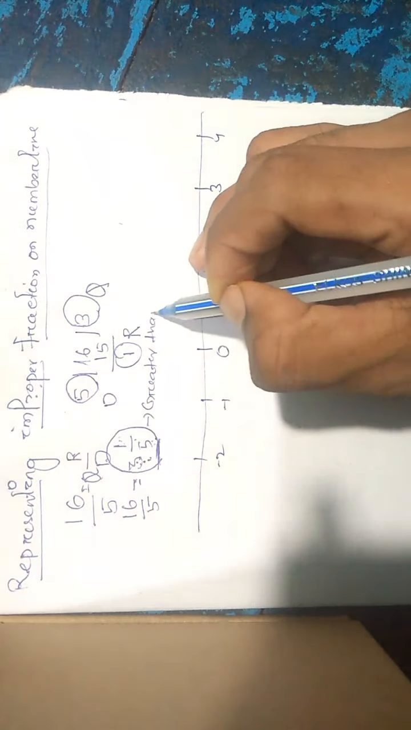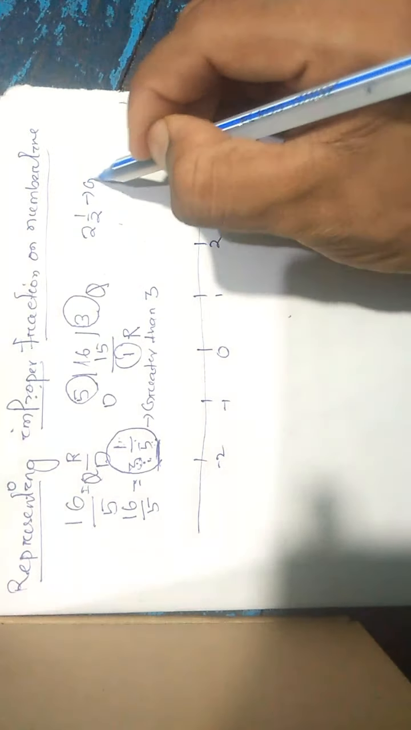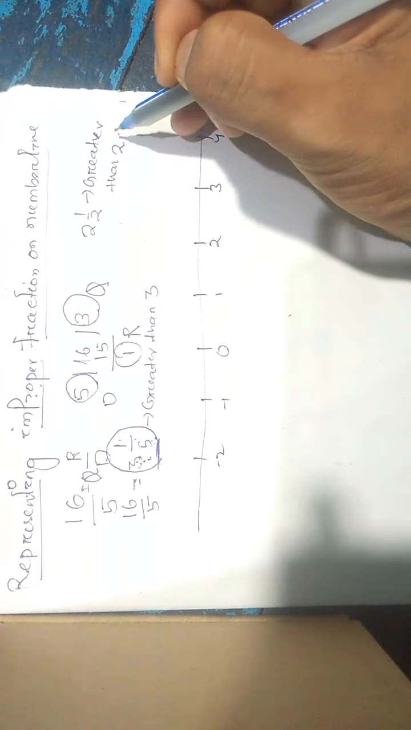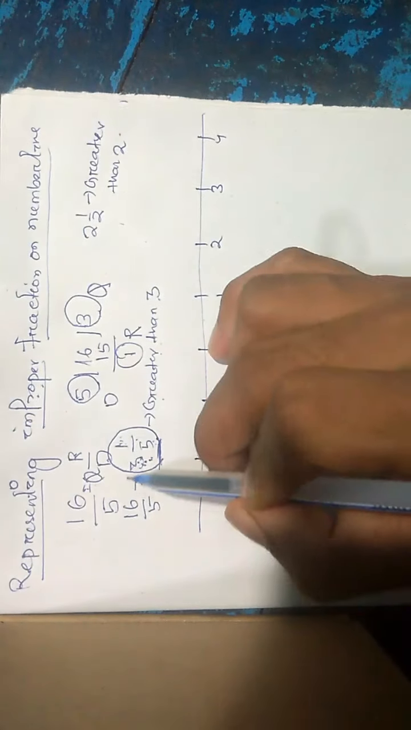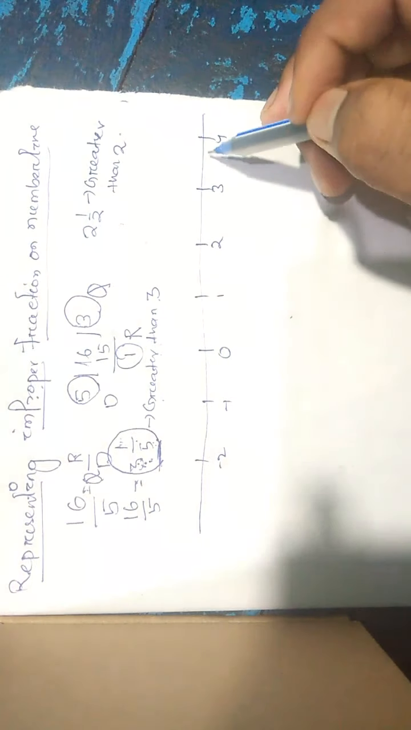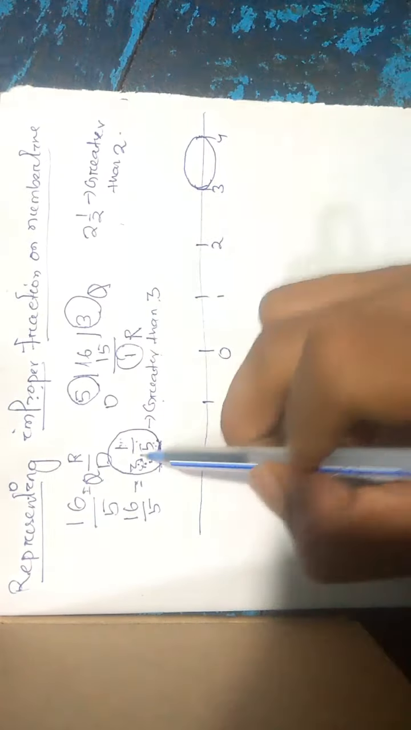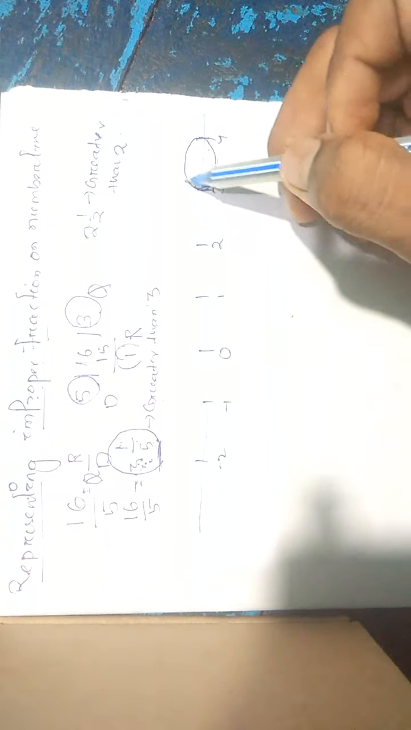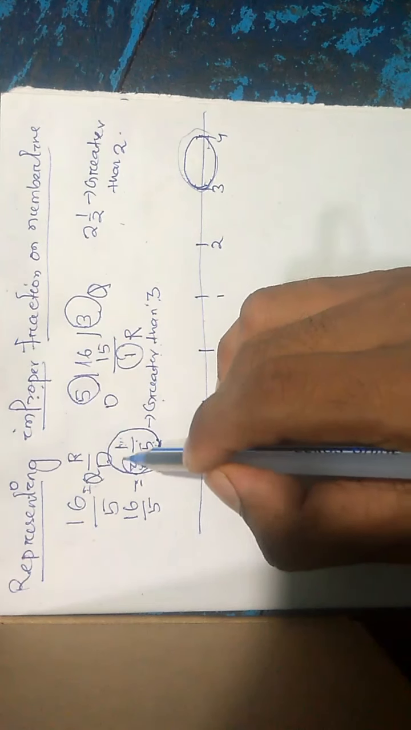Similarly, 2 whole 1 by 2 means it is greater than 2. Similarly, 3 whole 1 by 5 means it is greater than 3. That means this number will exist after 3. After 3 means it will exist between 3 and 4. Clear? Because it is greater than 3, it will be less than 4. That means it will lie between 3 and 4. Now it is clear.